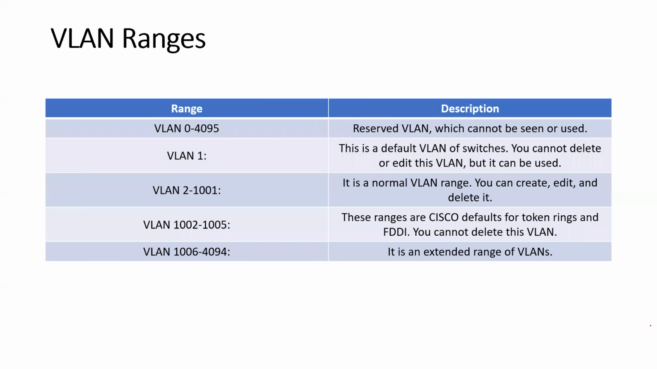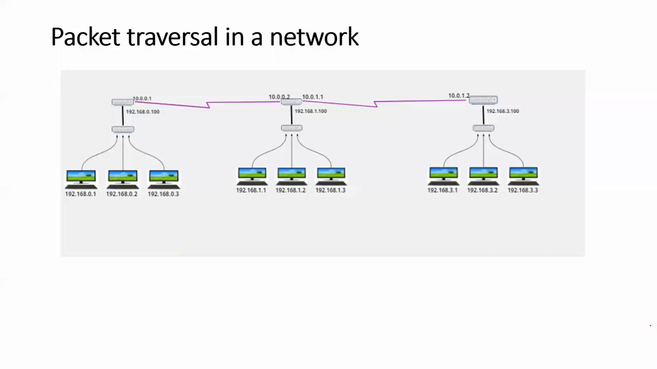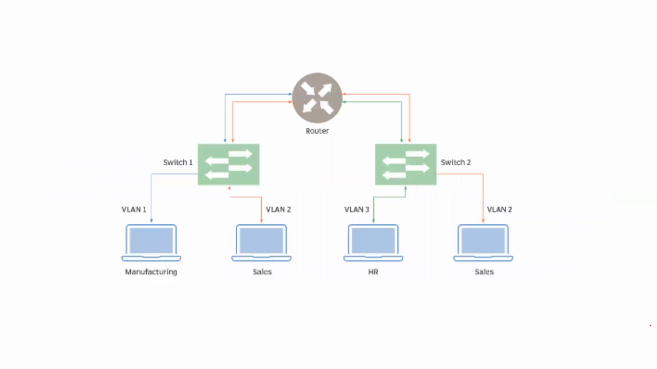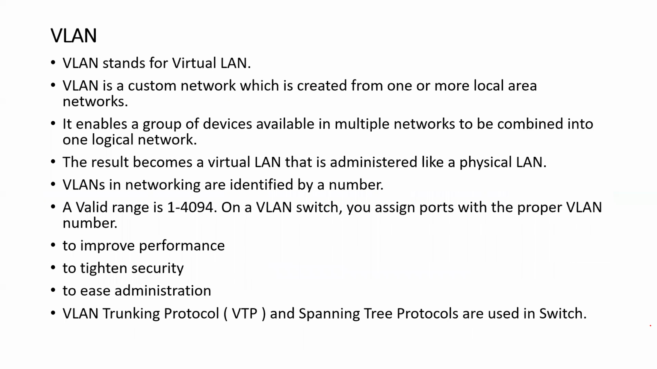So VLAN, port channel, ARP. Okay, so what is VLAN? VLAN stands for virtual local area network. VLAN is a customized network where we can create one or more local area networks. Suppose we have one physical LAN, and here also we have one physical LAN.